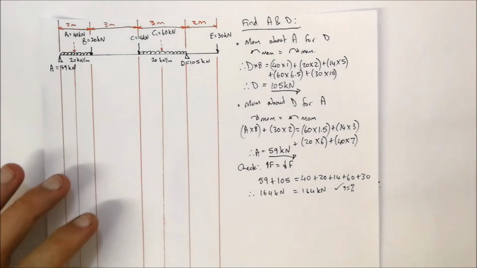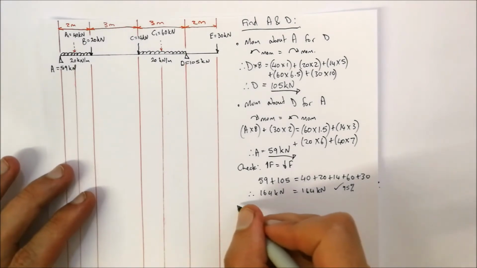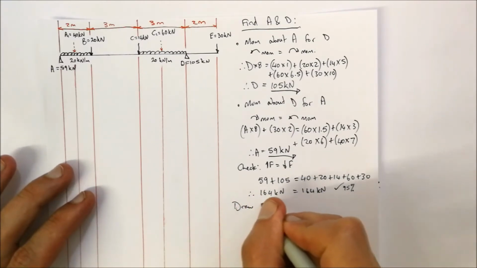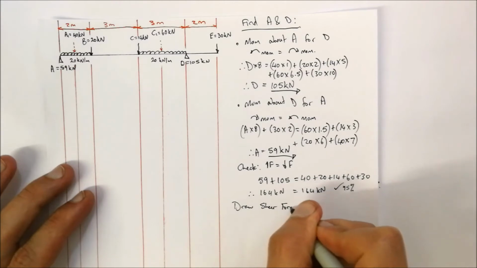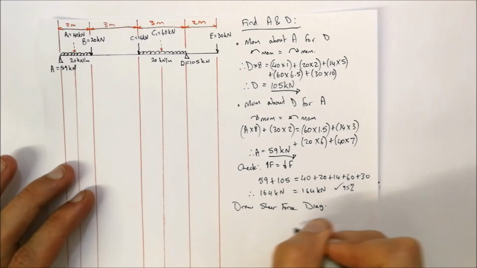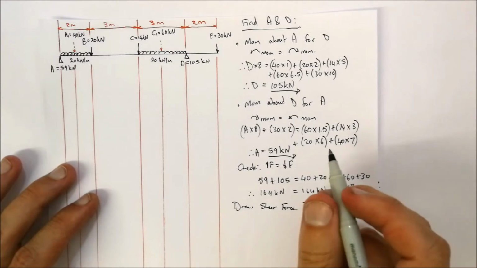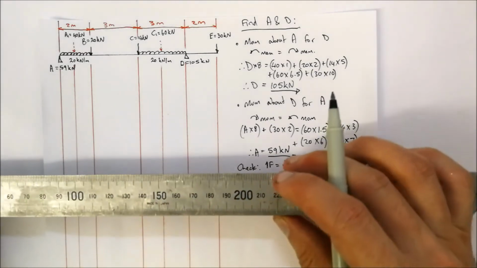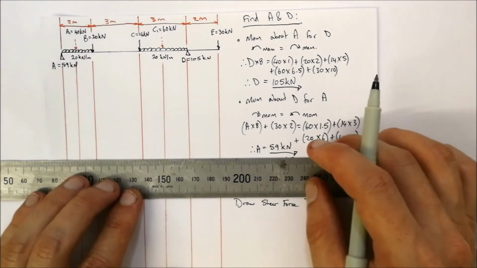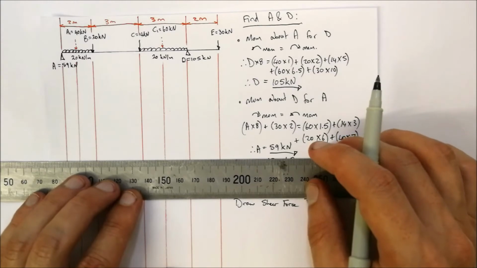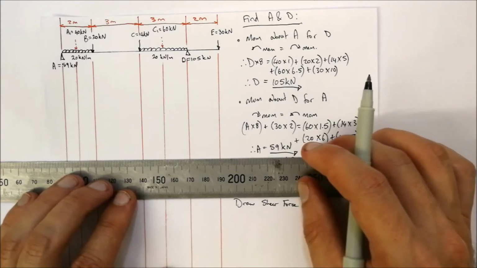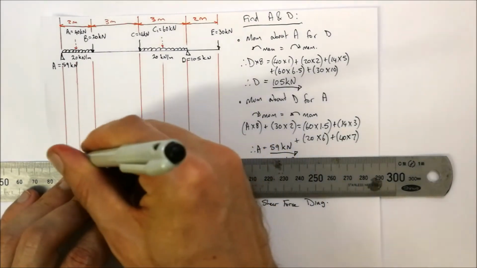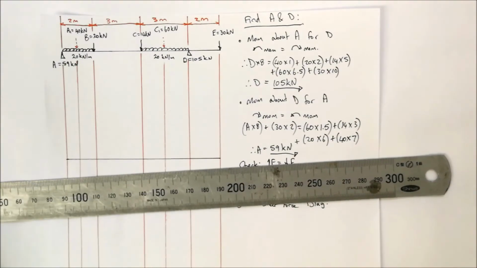Now that we've done that, the next thing we've got to do is draw the shear force diagram. Again, I'm going to be drawing our beam over here, and that's a line going across to represent our beam. It's always good to make these drawings as accurate as possible, so that you can also verify your answers.